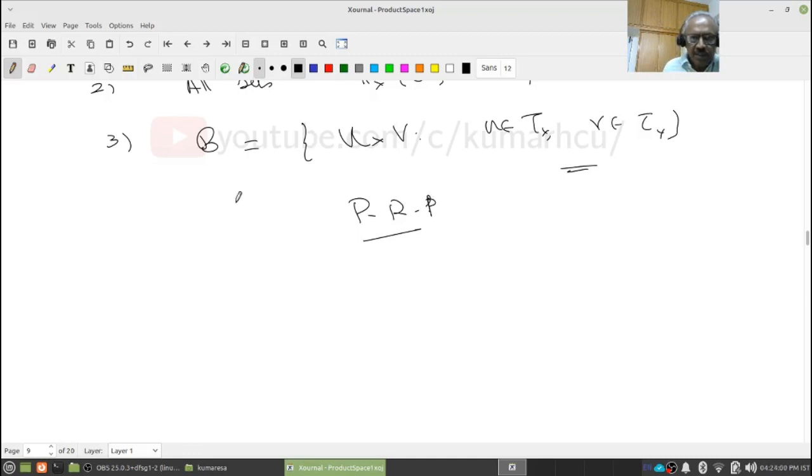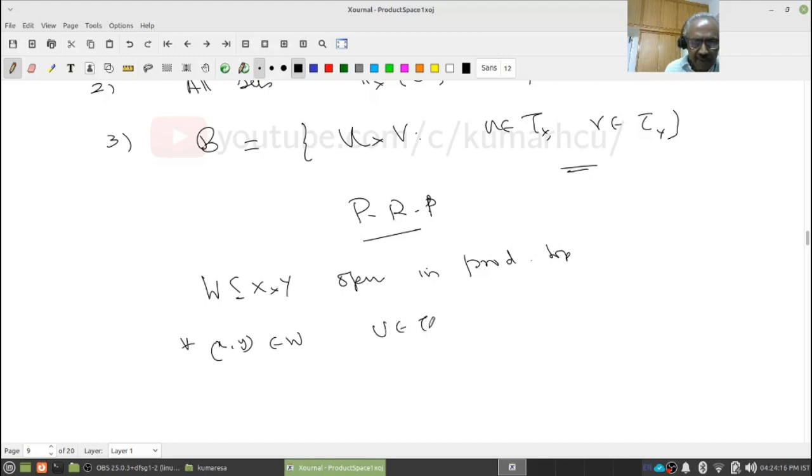This is called product topology. Again, let me recall. A set W in X cross Y is open in the product topology if for every (x, y) in W, I should be able to find U in tau X and V in tau Y so that (x, y) belongs to U cross V. That means x belongs to U and y belongs to V, and this should be contained in W.